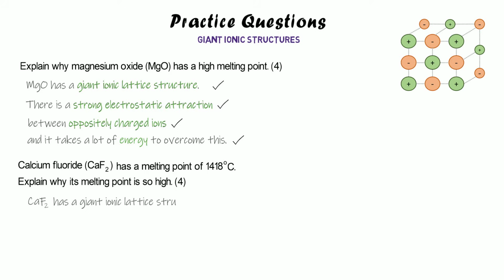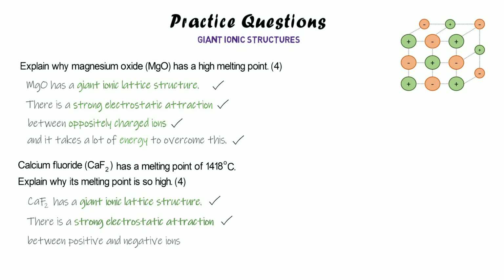Calcium fluoride, again, is ionic, so it has a giant ionic lattice structure. Because it's ionic, we know that there will be a strong electrostatic attraction in that compound, just like the dotted lines in the diagram. Again, it's going to be between the positive and the negative ions. So your 3rd mark, the attraction is between positive and negative ions, or between oppositely charged ions. And then finally, it takes a lot of energy to overcome this attraction, or overcome these bonds, and that's why the melting point is high. Always talk about energy when you're talking about melting compounds.